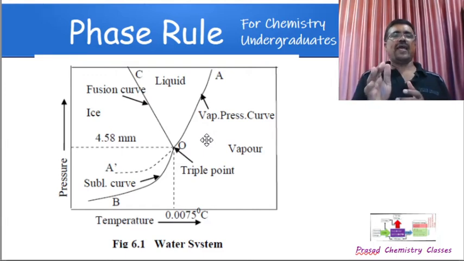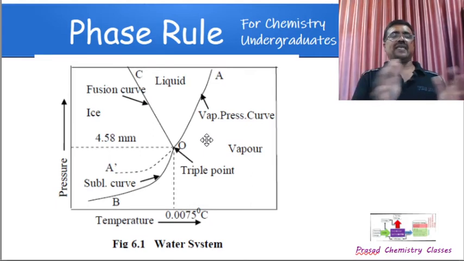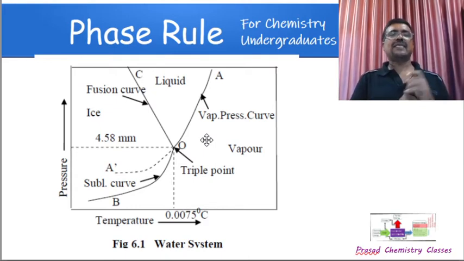So along OA, we have two phases in equilibrium. So along OA, the system will be univariant only. Two phases are there. If you put in the equation F equals C minus P plus 2, with P as 2, you get degree of freedom as 1. So what does it indicate? If you change pressure, temperature changes. That is, if you change confining pressure, boiling point changes. Or if you change temperature, vapor pressure changes. A new equilibrium will be established.